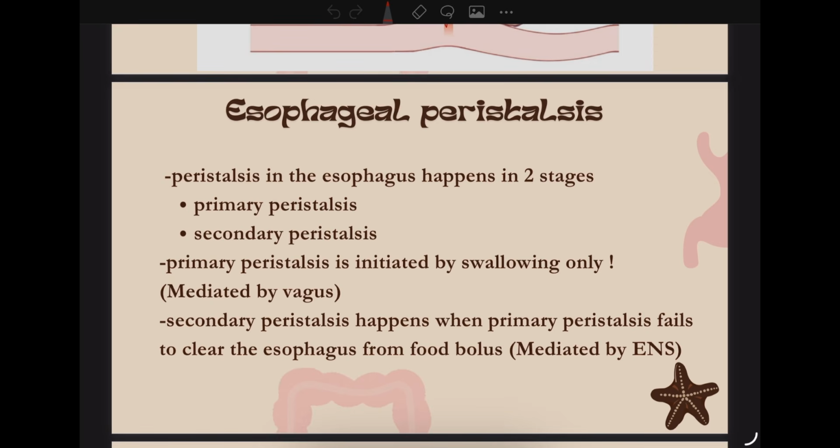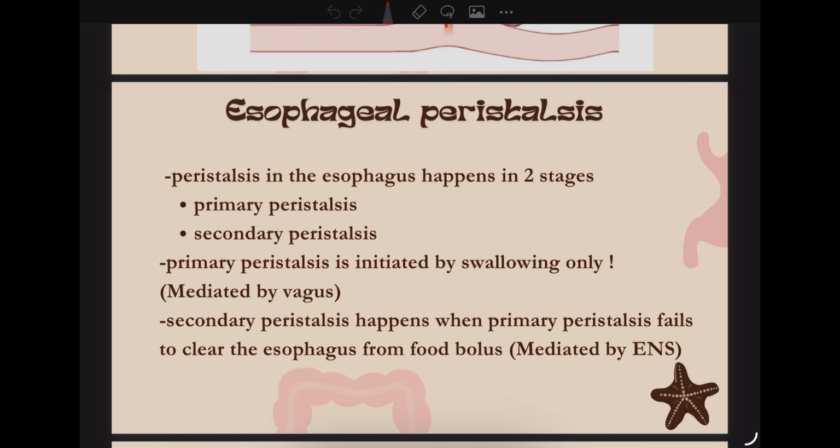Primary peristalsis is initiated by swallowing only, and it's mediated by the vagus. So, once you swallow the food, the vagus nerve senses that, and okay, we will start peristalsis. Okay? Very easy. Secondary peristalsis happens when primary peristalsis fails to clear the esophagus.